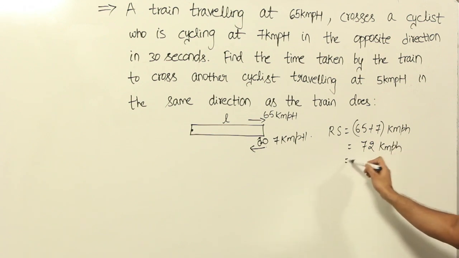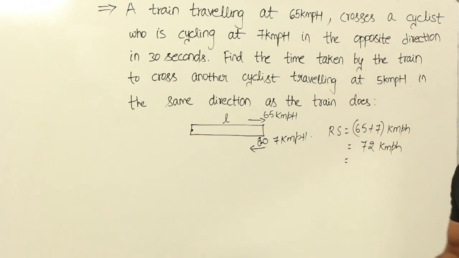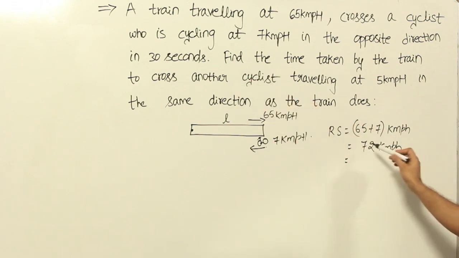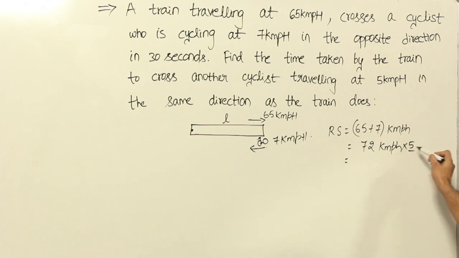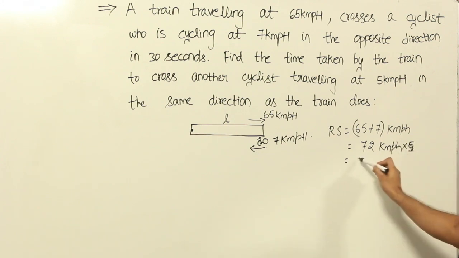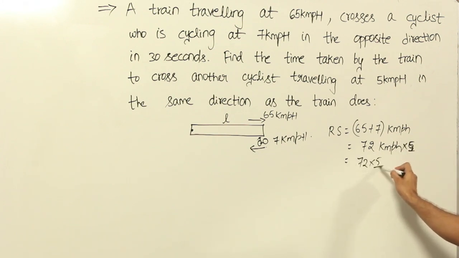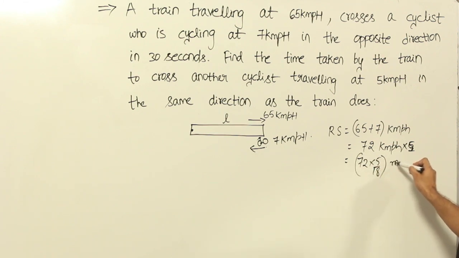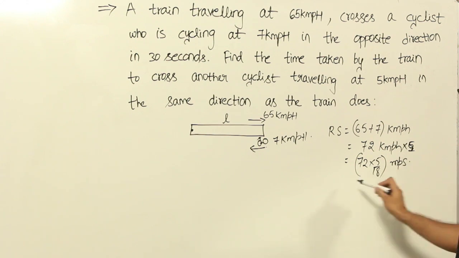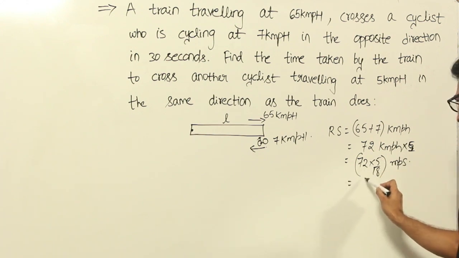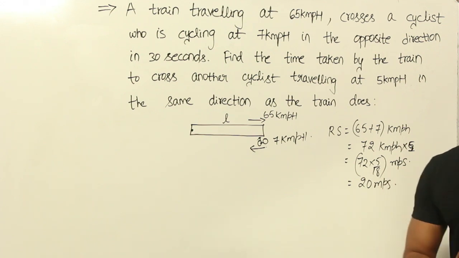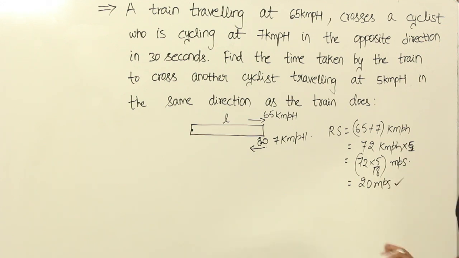So just for the sake of expressing the answer in meters, I'll convert everything to meters per second, because the time here is given in seconds. In order to do that, I have to multiply this 72 by 5 by 18. Now this will be in meters per second. So this meters per second will be 20. So 20 meters per second is the relative speed of them.